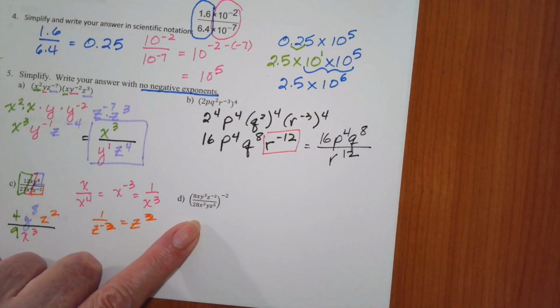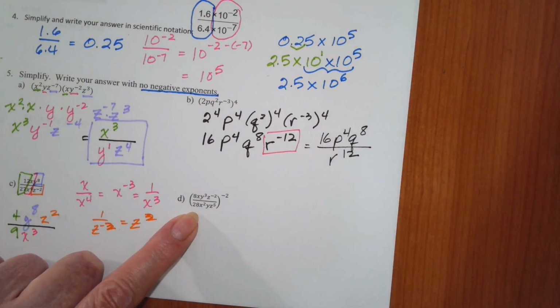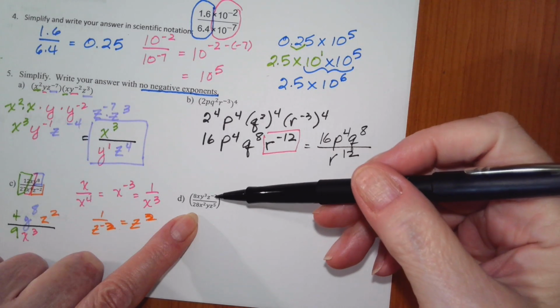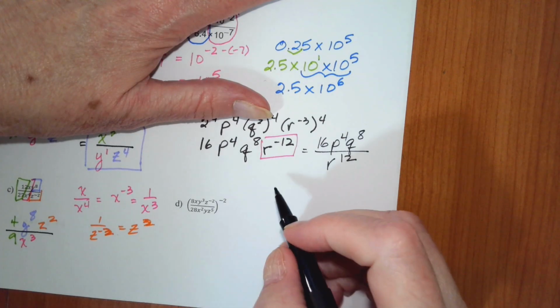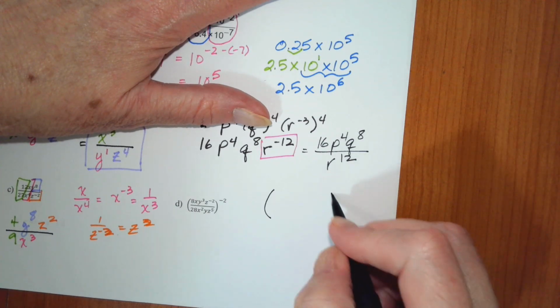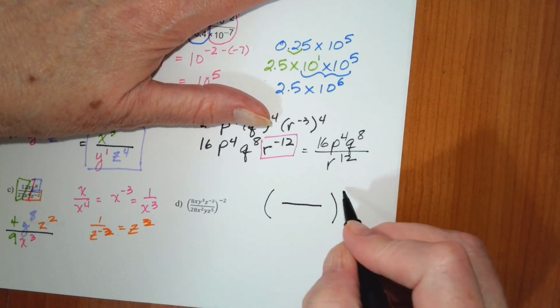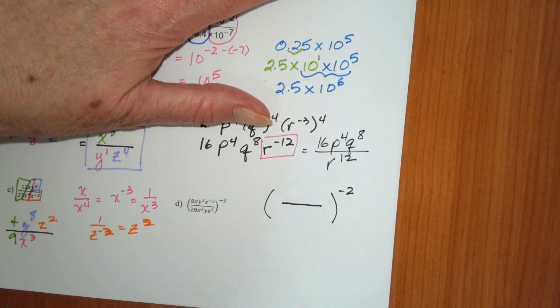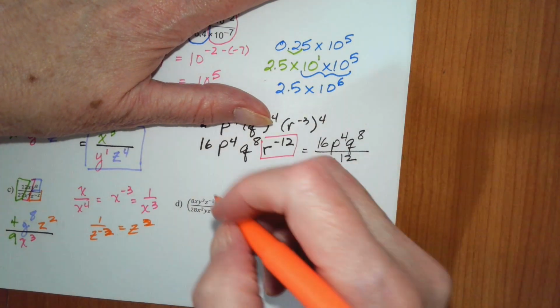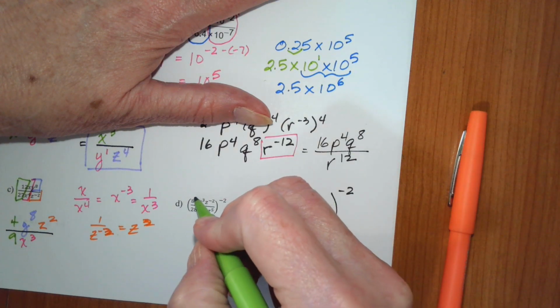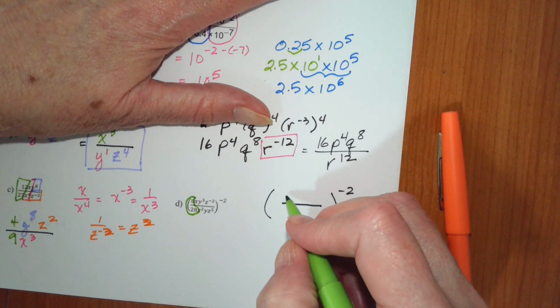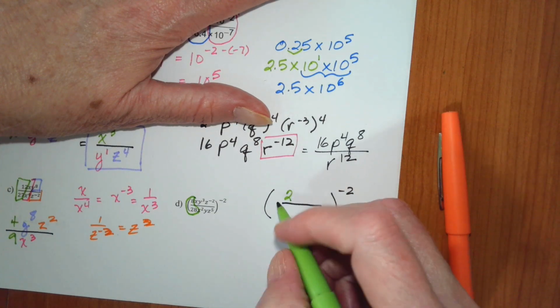Okay, this one, I think I want to clear up everything inside before I start dealing with this. So in my first step, I'm going to make it to the negative 2. All right, 8 over 28. They are both divisible by 4. So that becomes 2 over 7.